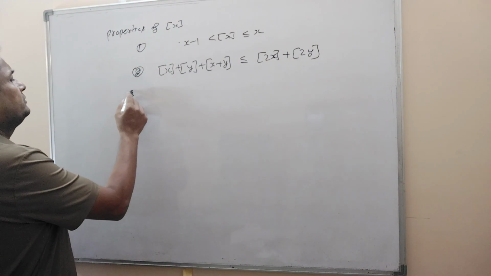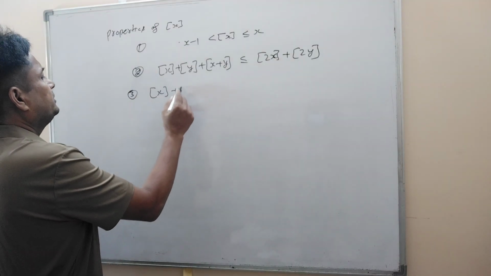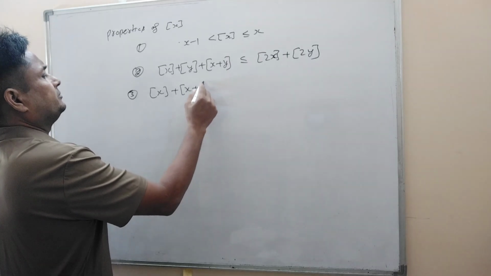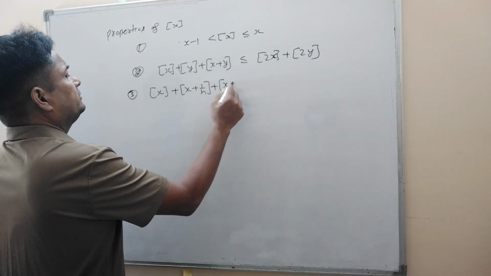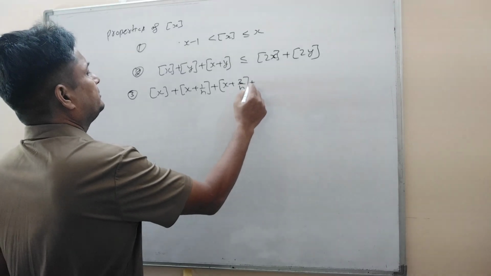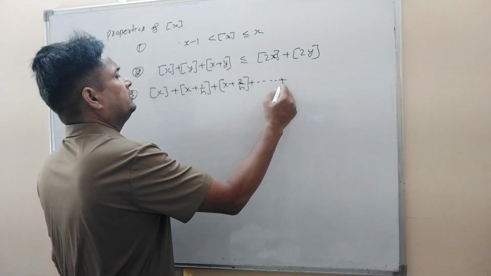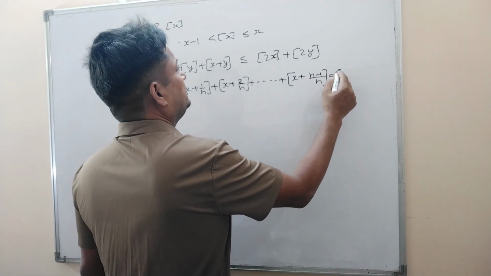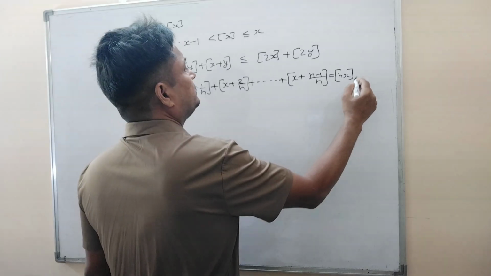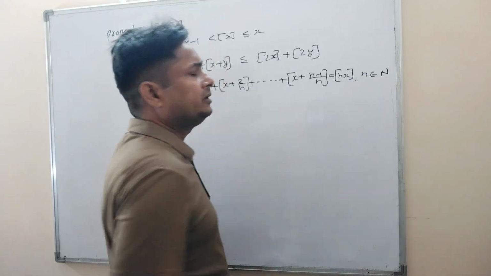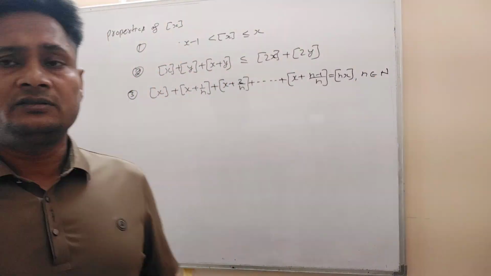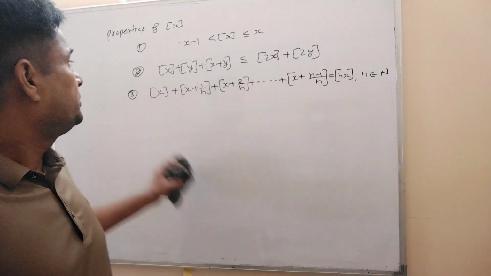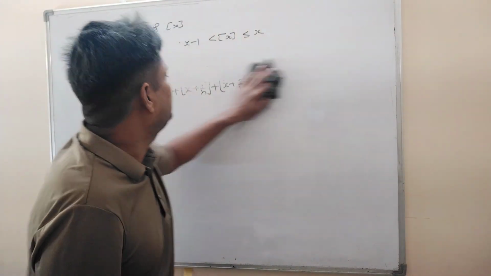The next property is: greatest integer of x plus greatest integer of x plus 1 by n plus greatest integer of x plus 2 by n plus dot dot up to greatest integer of x plus n minus 1 by n is equal to greatest integer of nx, where n belongs to natural numbers. These are the three more properties. Now let's discuss questions based on these properties.